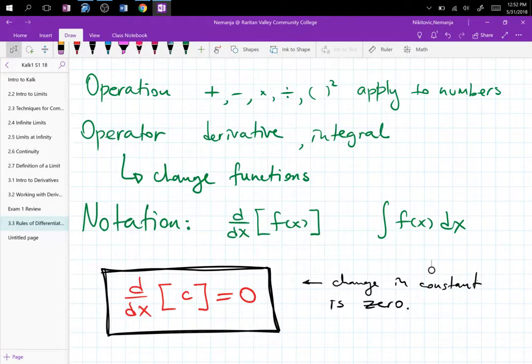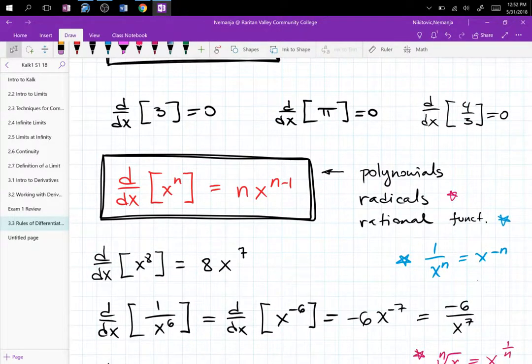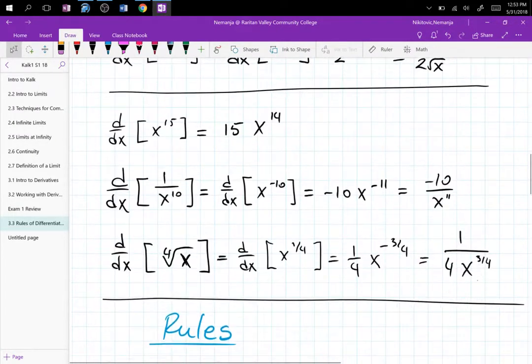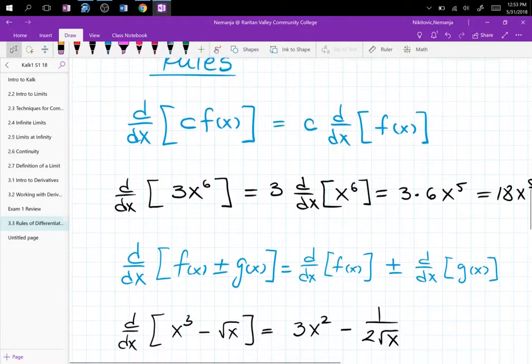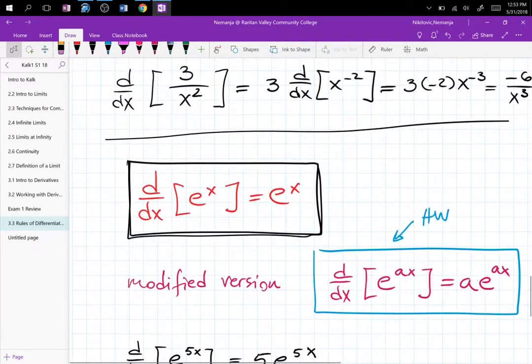So that's that. But going back to this, we have, I think, 5 formulas that we need to know. The derivative of a constant is 0. Constants do not change, therefore the change is 0. Then the formula which covers polynomials, radicals, and rationals. Then we have the 2 rules, one that kicks out the constant and the other one that works with the exponents. And finally, the exponential one.